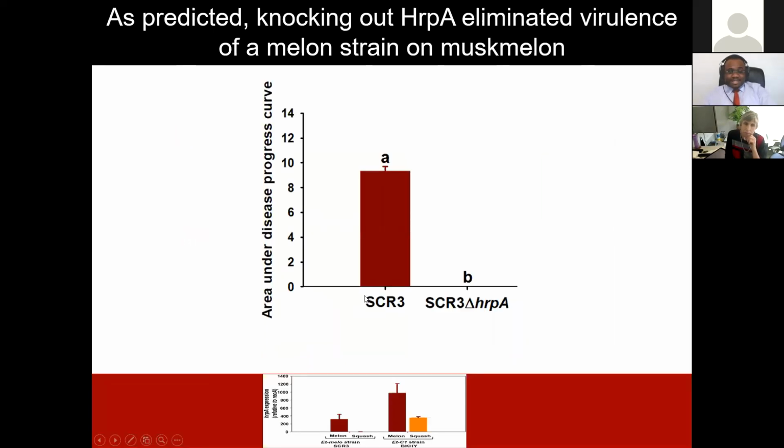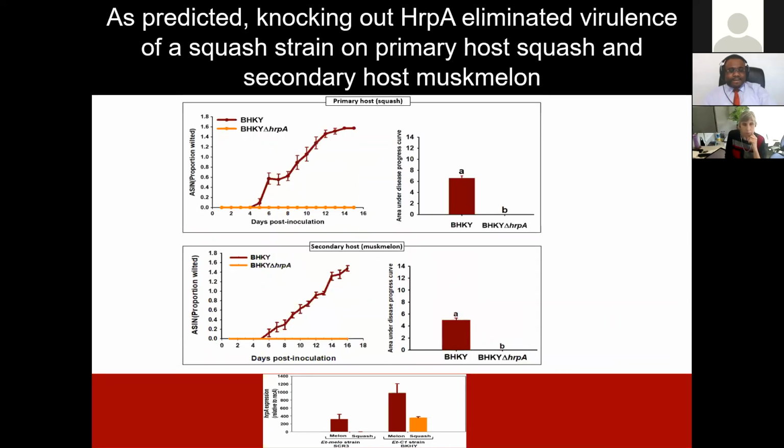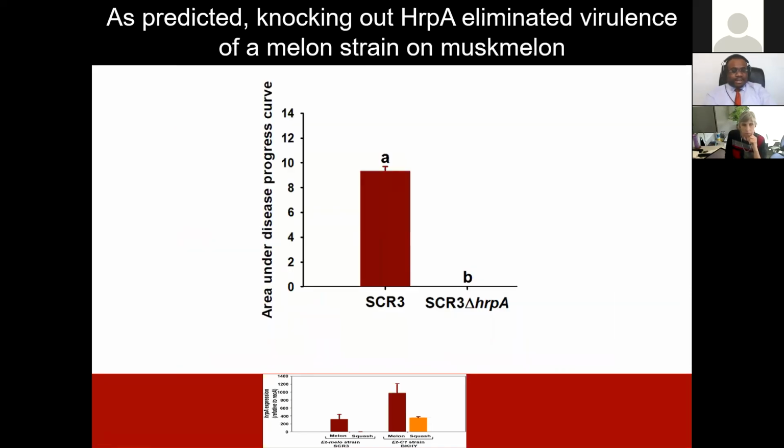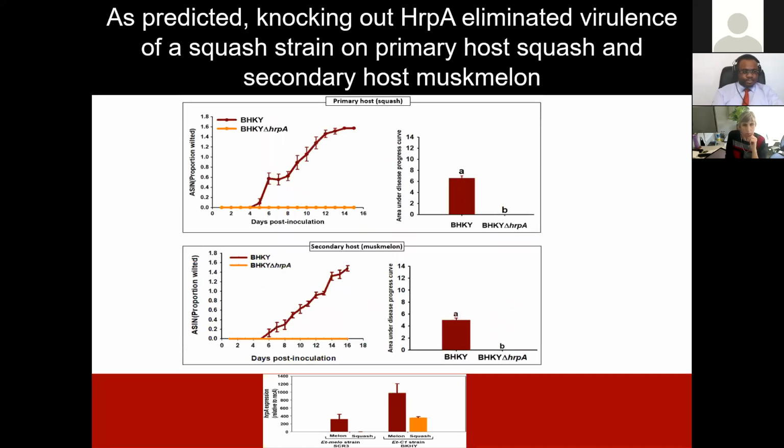As expected, the loss of ErpA in a melon strain made it lose pathogenicity on muskmelon. Again, I'm just going to use the expression data as a roadmap for ease of comparison in this presentation. Similarly, the loss of ErpA in a squash strain made it lose pathogenicity on muskmelon. So these findings tell us that not only are the type III structural genes expressed in planta, but they are also active among the Erwinia tracheiphila strains.